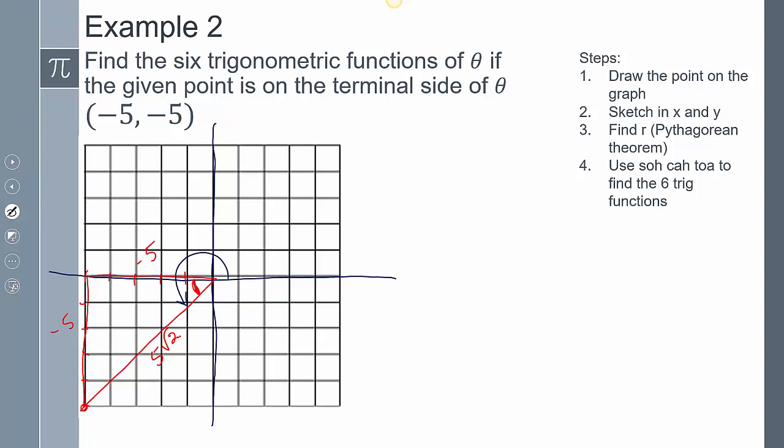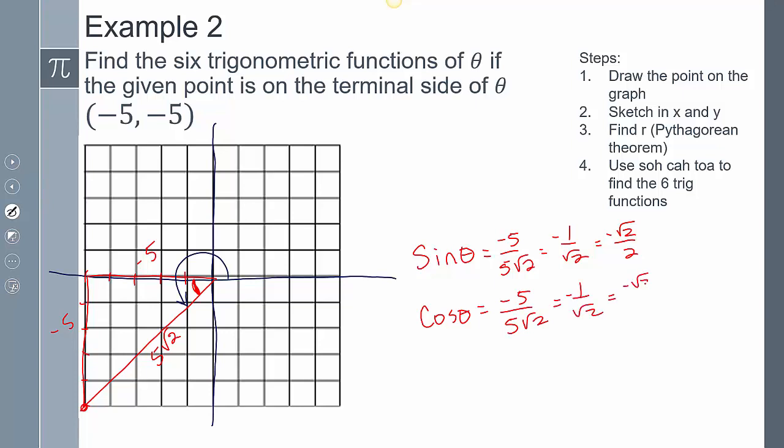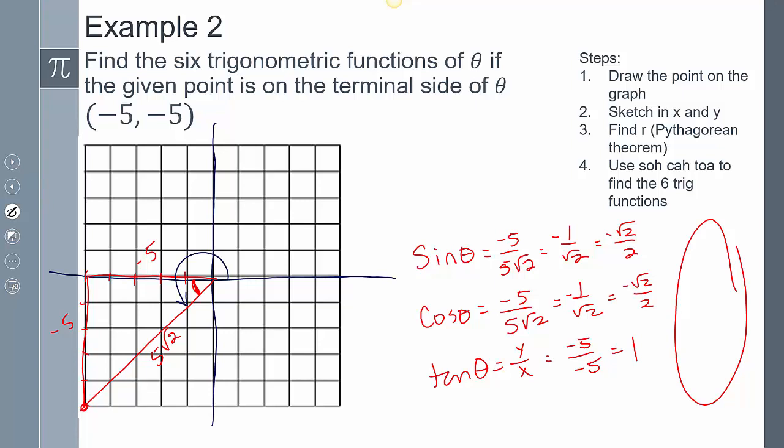And so now going through and stating my triangles, my sine value is y over r, which is -1 over root 2, which is negative root 2 over 2. My cosine value is going to be x over r, which is the same value. And then my tangent is going to be y over x, which is -5 over -5, which is 1. Now, you guys can find the reciprocals, right, just by flipping them.